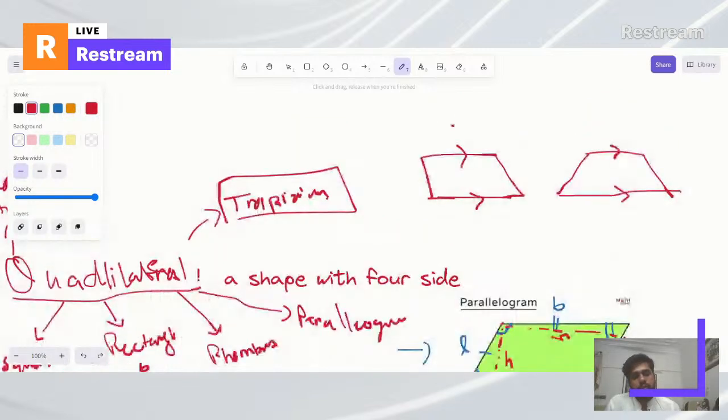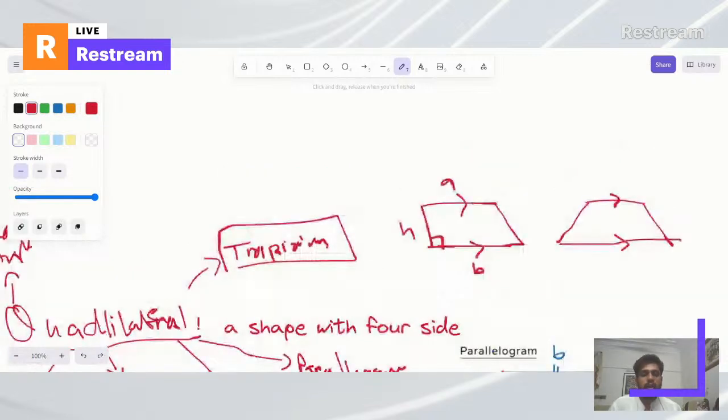So let's take this side as A, and let's take this side as B, right? And if it has 90 degrees, let's take this side as the height. Okay, so the area of a trapezium is going to be 1 over 2 multiplied by the sum of parallel lines, right?